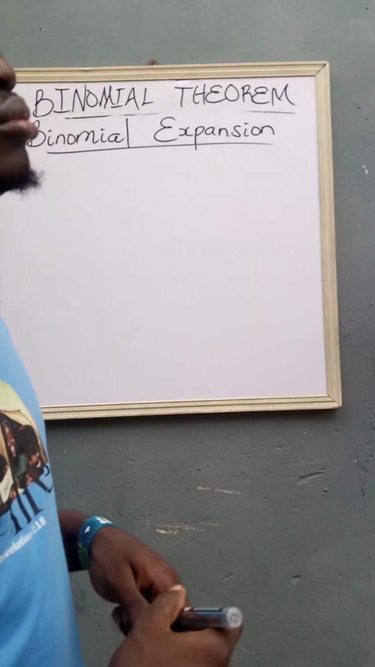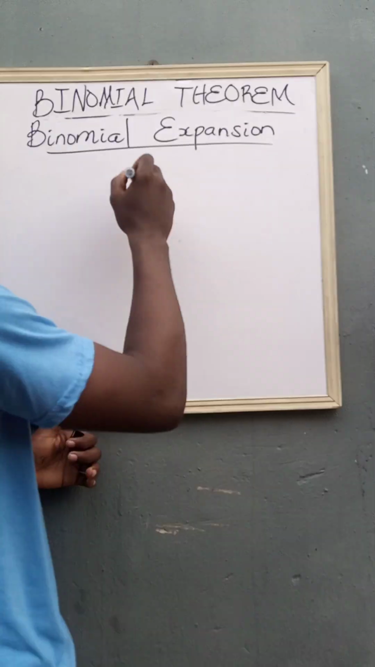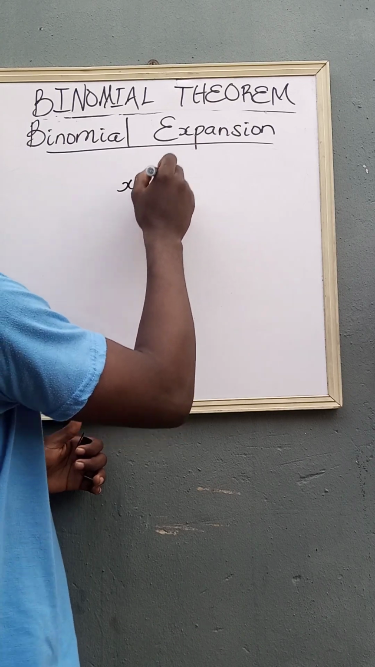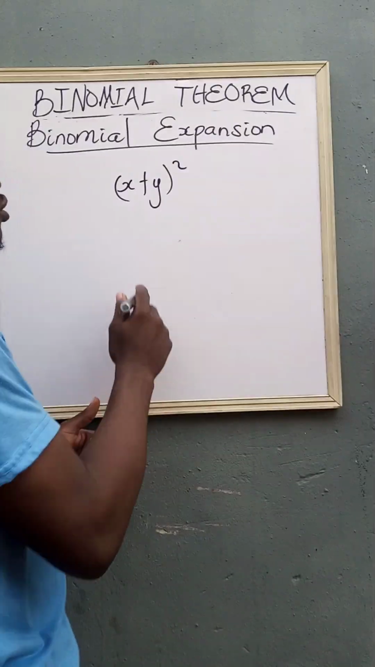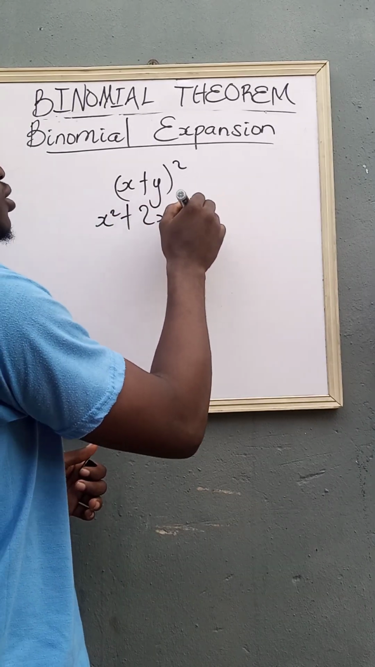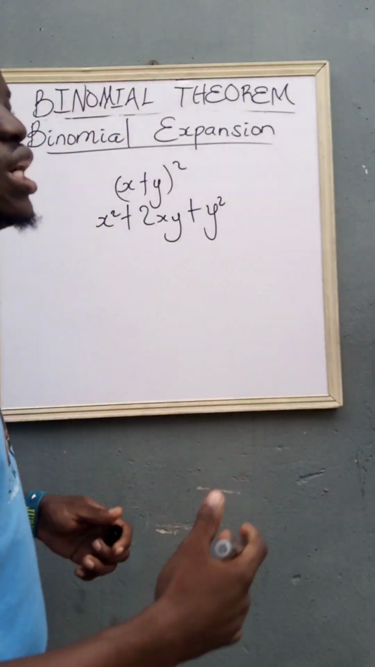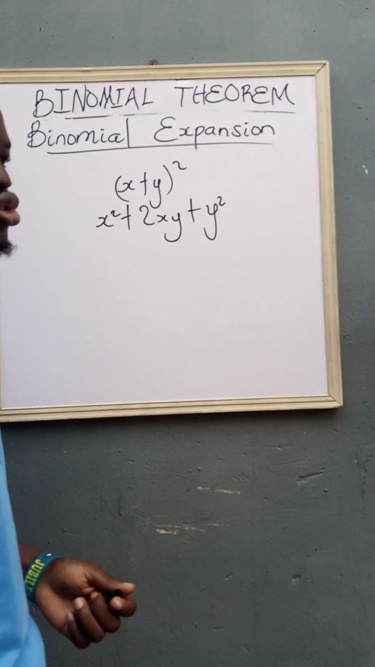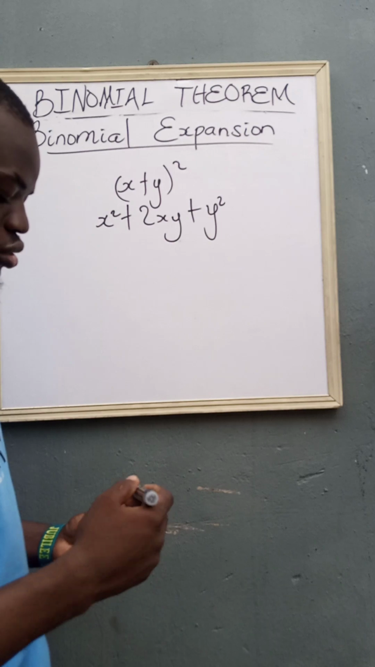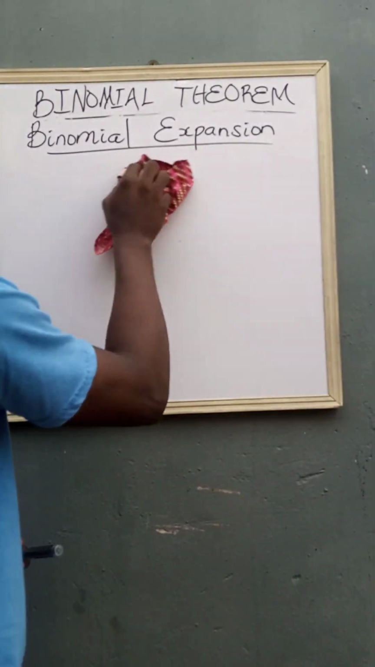You must have seen expressions such as (x + y) raised to the power of 2, and then you have something like x squared plus 2xy plus y squared, right? Exactly. All of these things were derived out of binomial expansion. And how do we go about it here? Let's move into it.